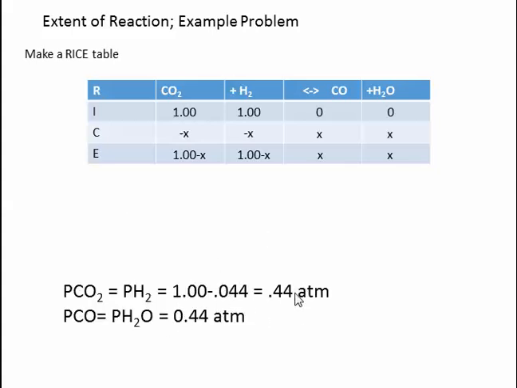So this slide is actually correct, although here, look at this. This should be 0.44. So this should be 0.56. So sorry, this should be 1 minus 0.44. So this should be 0.56 atmospheres. And this is correct. This should be 0.44 atmospheres. Oops. Sorry.